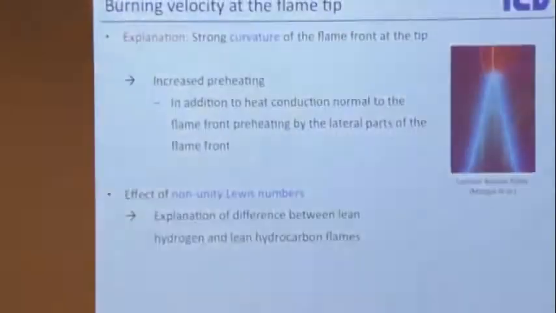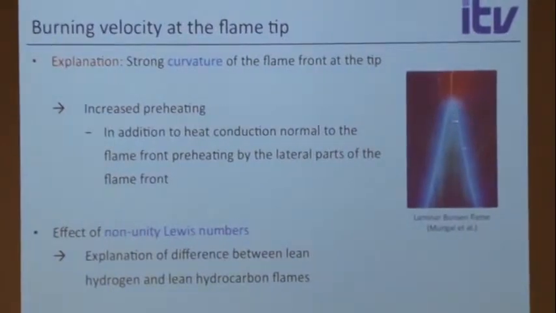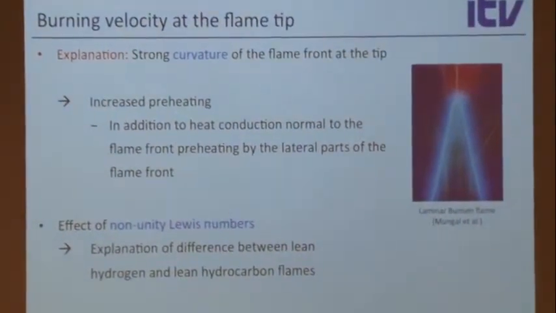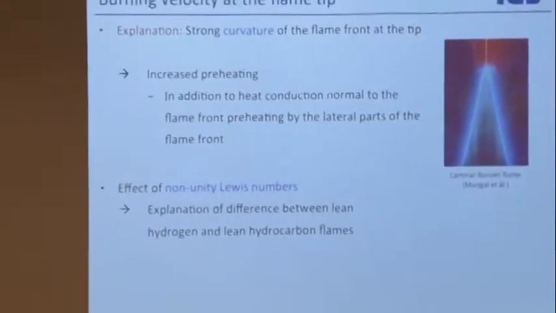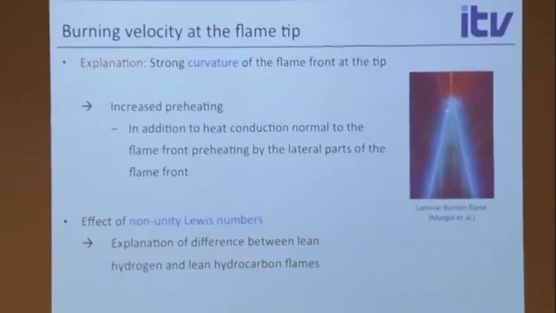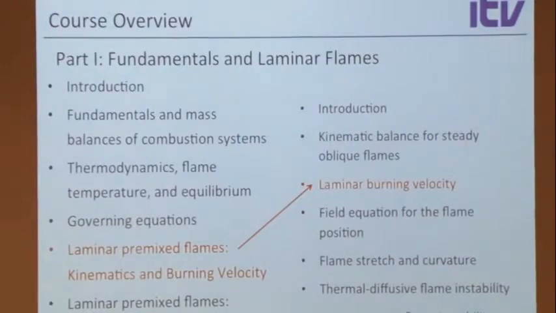Good, so here the explanation: the strong curvature here, the curvature radius now is of the order... I mean, this thing will become pointier and pointier until you have a curvature that is of the order of the flame thickness, and then Lewis number effects here lead to the curvature effects and so on. And we'll talk more about this a little later.